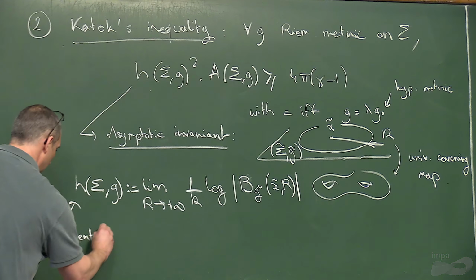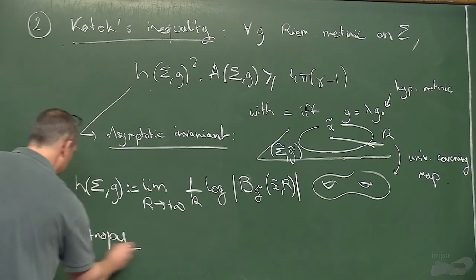So why is this called entropy? The word volume is clear from the definition because you have volume here. Entropy because this is a lower bound of the topological entropy of the geodesic flow. And you have indeed equality when the curvature is non-positive.